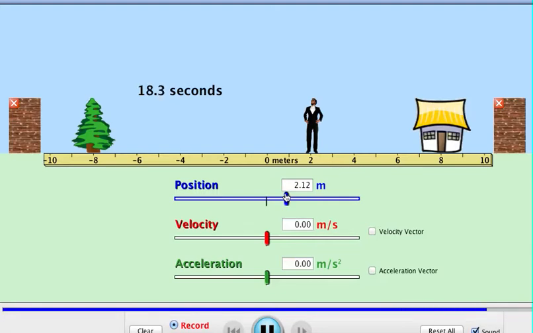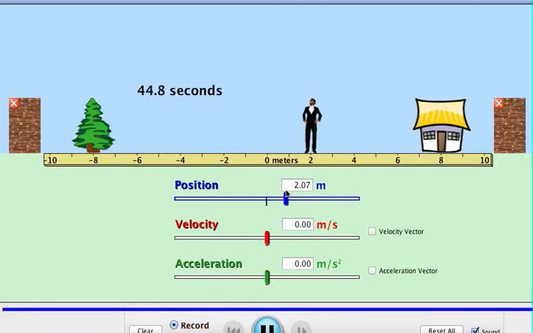The next term is distance. Distance tells you your total amount of ground covered. So in the previous example where the man went from 2 to 6 and then back to 2, his displacement was 0, but his distance traveled would be 8 meters. Distance does not need a direction. It does not need a positive or negative. It's just the total amount of ground that you cover, and it will always be a positive number.